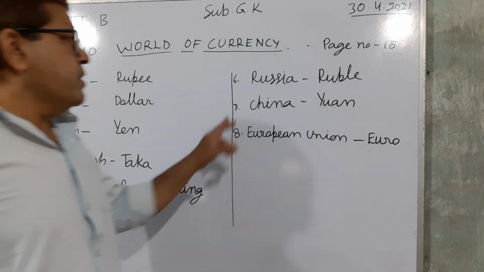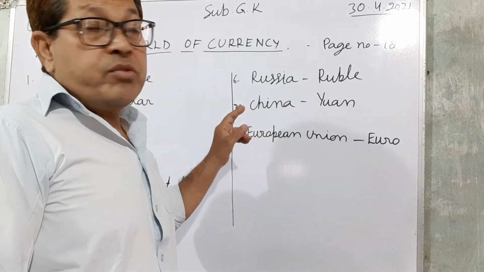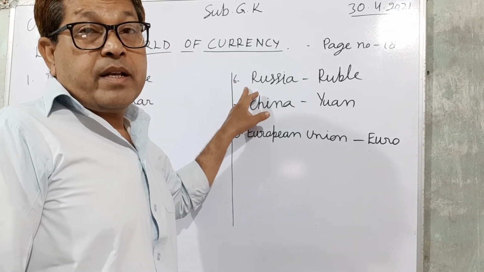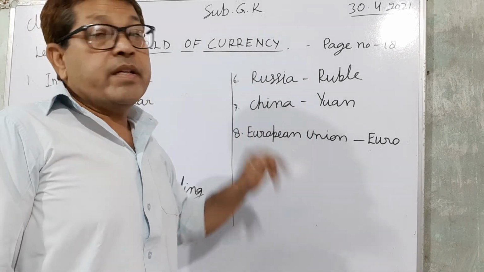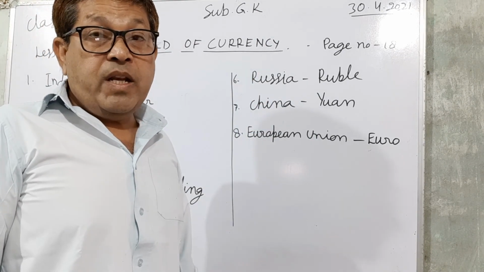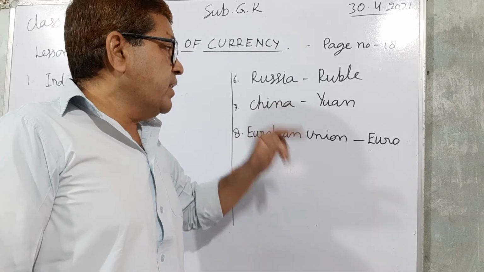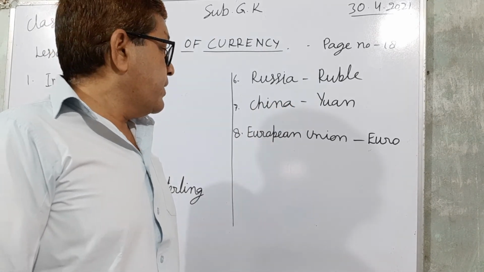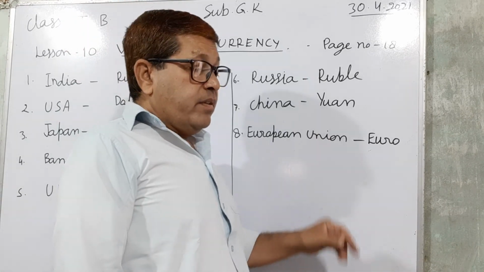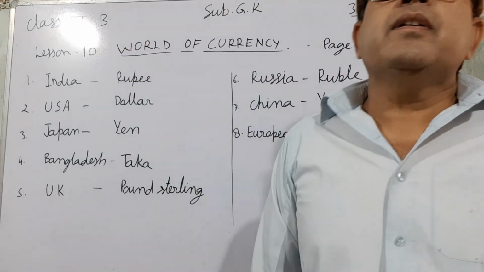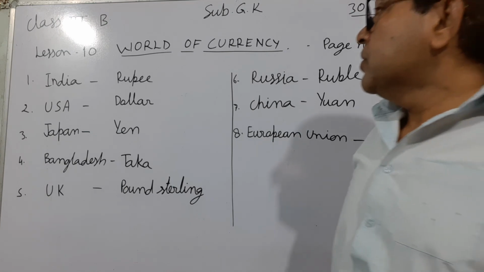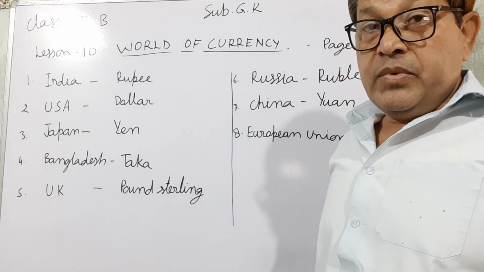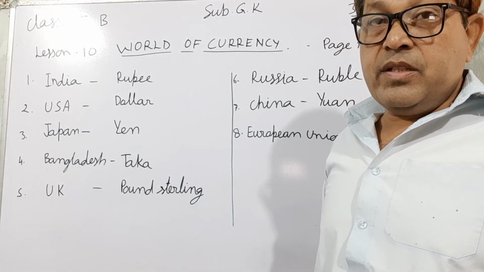Now next, 6th, you see it is Russia. Its currency is ruble. And China, yuan. And European Union having euro. So you have to write these in your notebook.